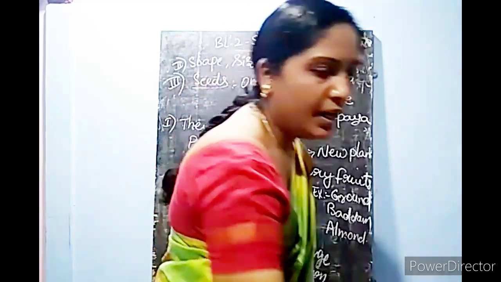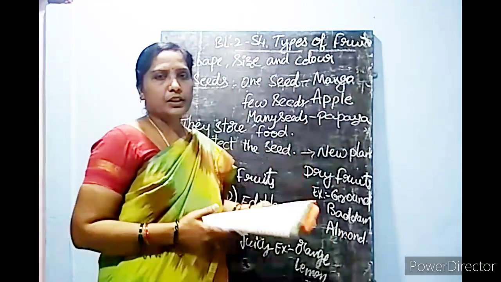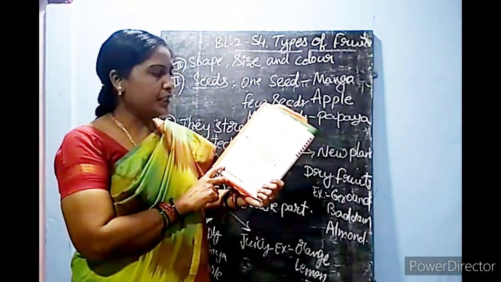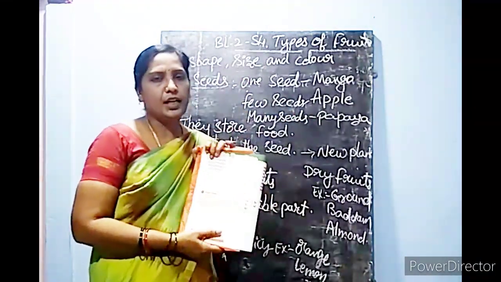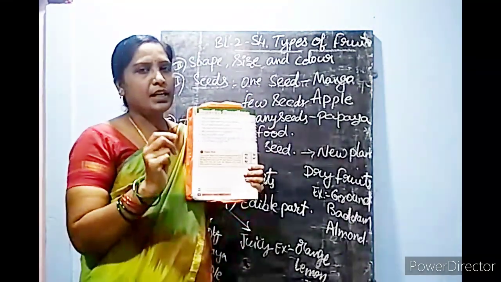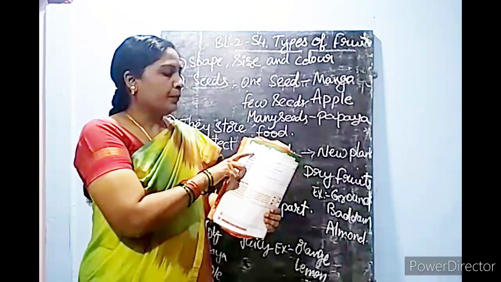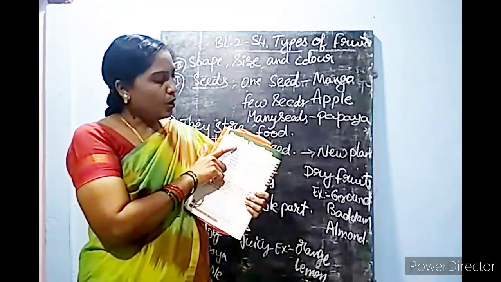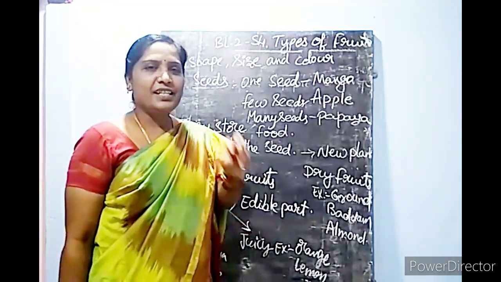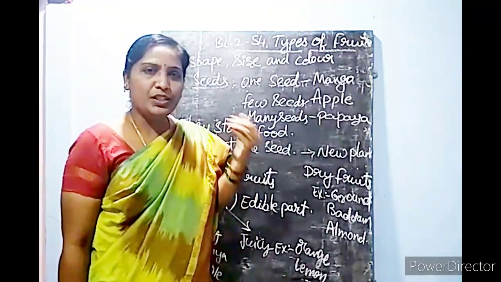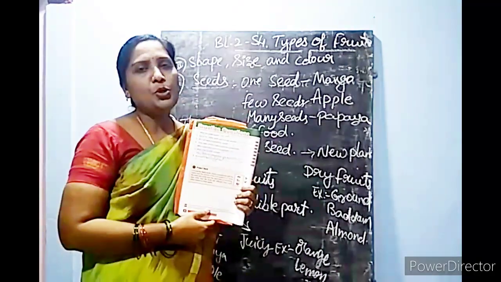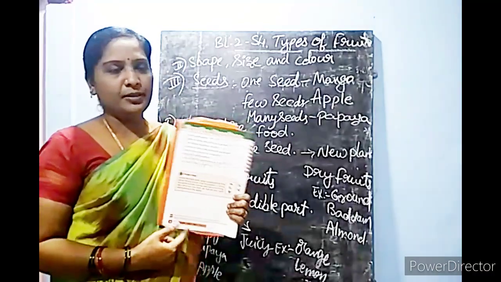In the same way, see your textbook, content book, block 2, page number 20. Here also some questions are there for you. You can write all this on your own. I'll just give you a hint. See the first question: what are edible seeds? You know this answer. The seeds which we can eat are known as edible seeds. So write in your own words what you understood.